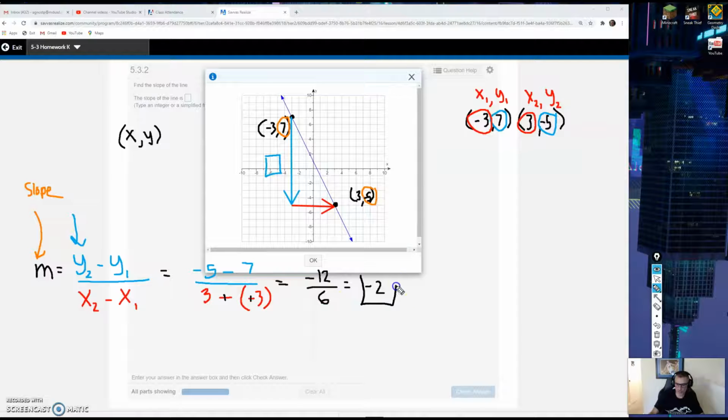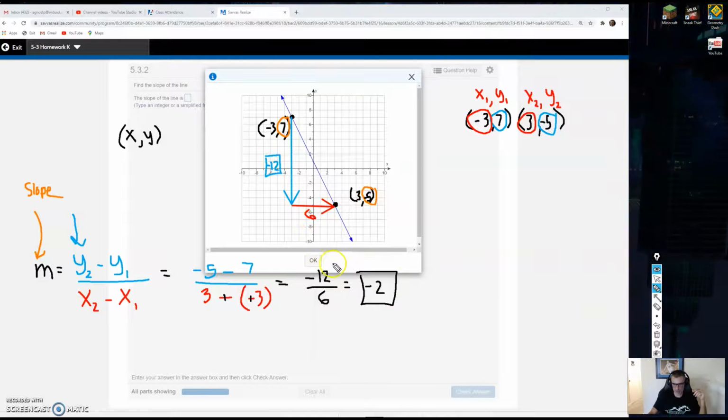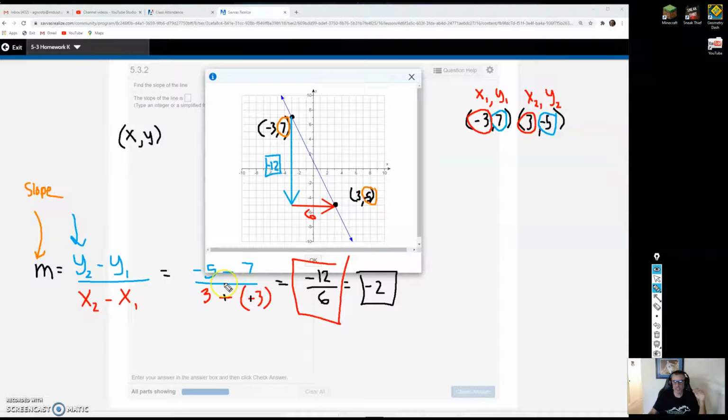And if you remember from the previous video, this is exactly the same answer we got by making the slope triangle. If you count these boxes right here, there's 12 boxes and we went down. So that would be a negative 12. And if you count these boxes right here, you'll see that there's 6 boxes. So we got those exact numbers right here. It's just this time we had to do it mathematically.